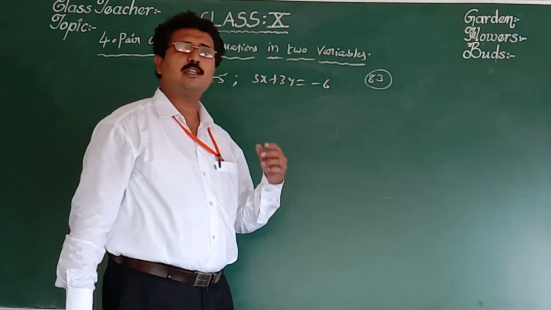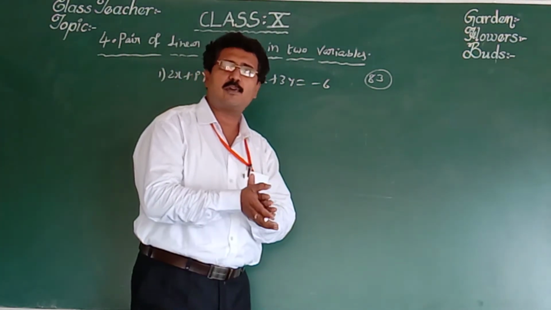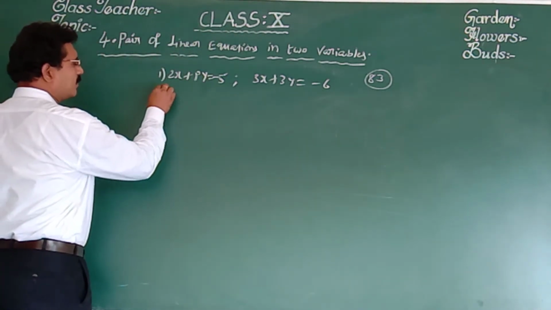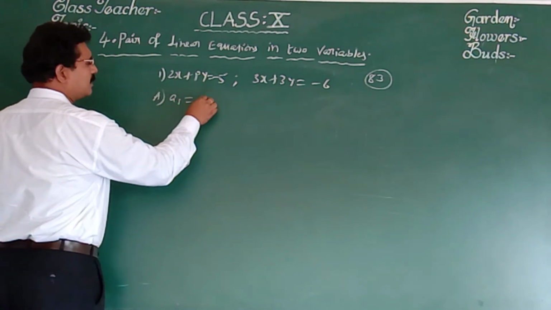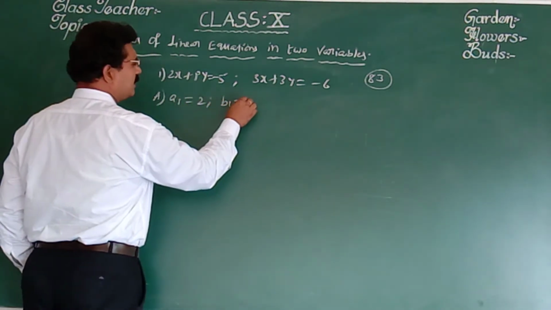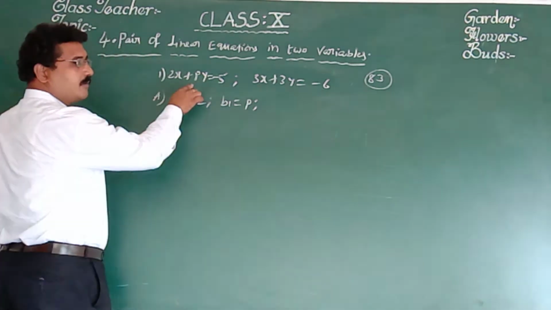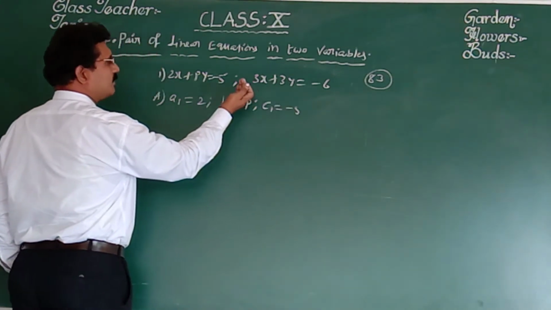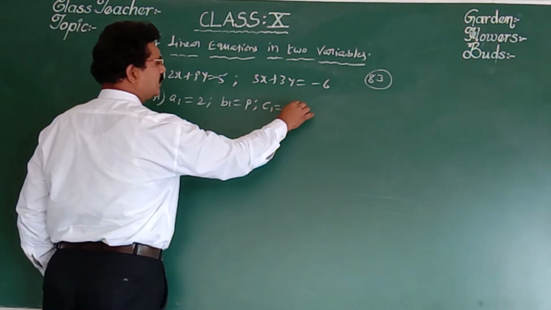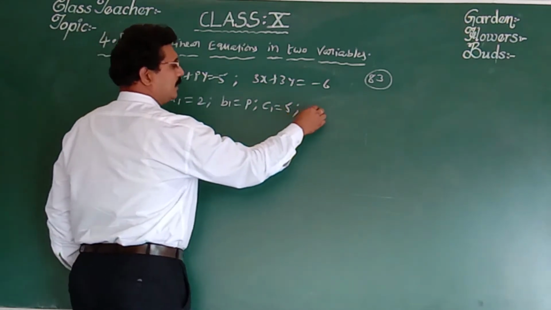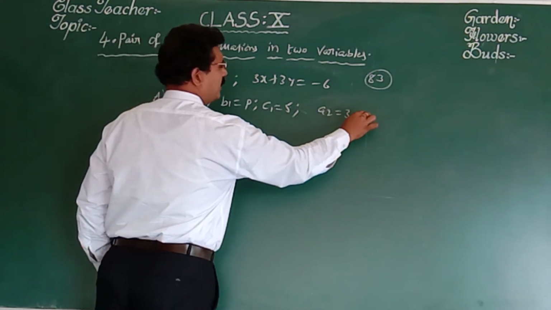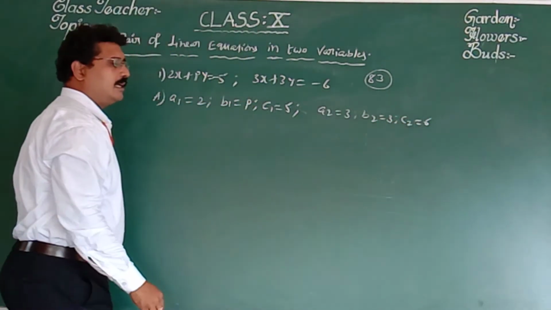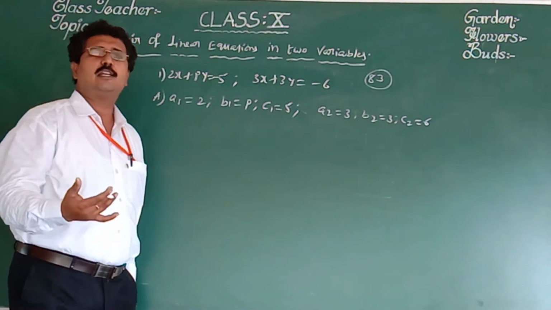What is the condition for a unique solution? Unique solution means they are what type of lines? Intersecting lines. Before discussing that, first write A1 is equal to 2, B1 is equal to p. Here the coefficient of y is B1, and C1 is equal to minus 5, which comes to this side as plus 5, so C1 is equal to 5. Next, A2 is equal to 3, B2 is equal to 3, C2 is equal to minus 6, which comes to this side as plus 6.